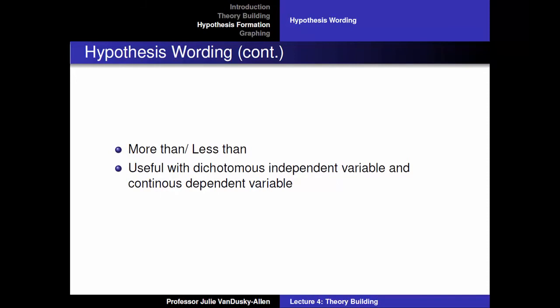You can also use the more than, less than template. It is generally useful when we have a dichotomous independent variable and a continuous dependent variable.